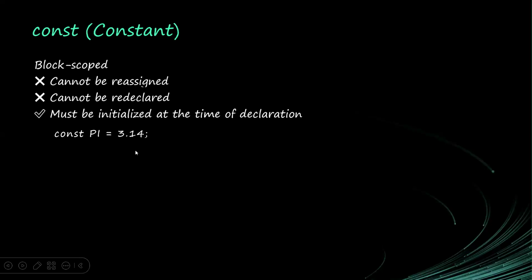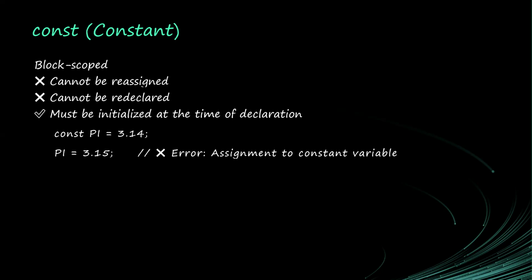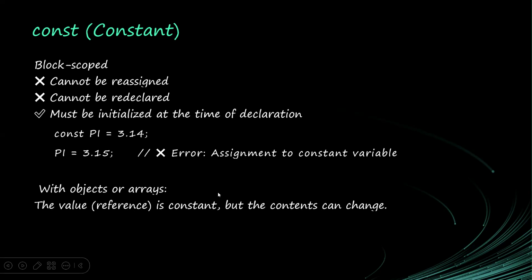Pi doesn't change. Pi is always 3.14. All right. You cannot reassign pi. So if you have any value that is constant and doesn't change, you can use constant. We'll still talk about objects and arrays. When you use constant with objects and arrays, the reference is constant, but the contents can change. I will explain what we mean by reference when we talk about objects and arrays.